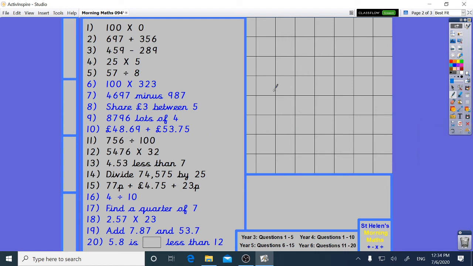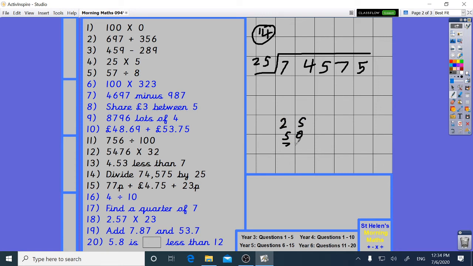Moving on. Number 14 now. Dividing 74,575 by 25. First thing to note, anything in the 25 times table ends in either 0, 25, 50 or 75. You can do that. 25, 50, 75, 100, and then it repeats. We look at the last 2 digits, 75, it's there, we know it's going to be divisible by 25, there will not be a remainder.